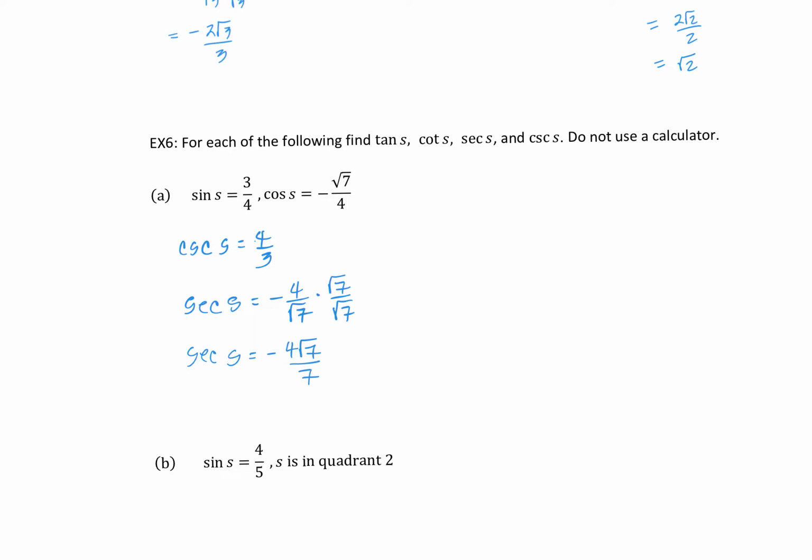Maybe I will box these since I'll probably be making a mess here. So I found cosecant and I found secant. Now let's work on tangent. So tangent of S is going to be equal to sine over cosine.